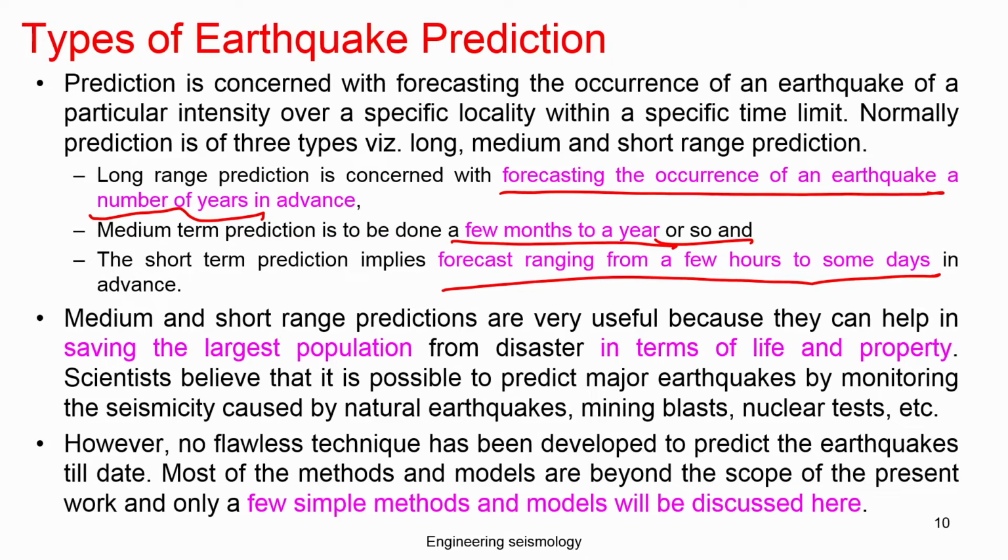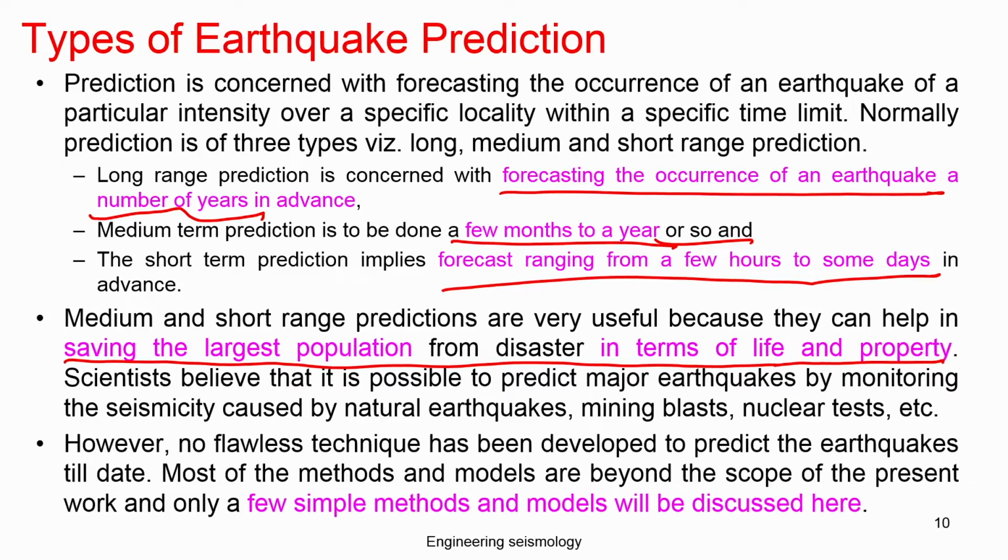So, the medium and short range predictions are very useful because they can help save a large population from disaster, in terms of life and property. Basically, with the short and medium range predictions, you can save people from death.